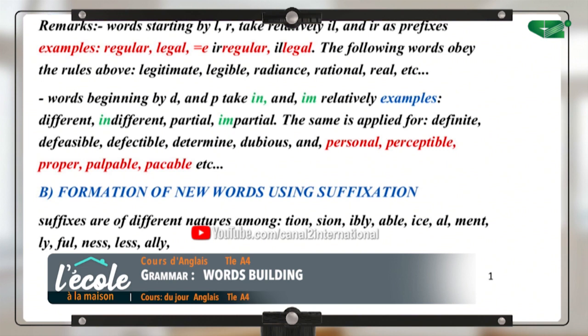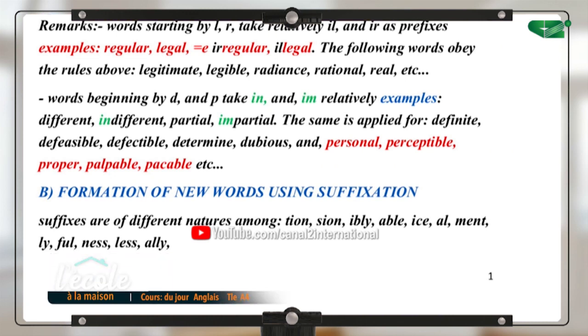We have determined, which gives me indeterminate. We have dubious, which gives me indubious. And personal, concerning letter P, we have impersonal. Perceptible, which gives me imperceptible. Proper, which gives me improper. Palpable, gives me impalpable. The last one, peccable, gives me impeccable.